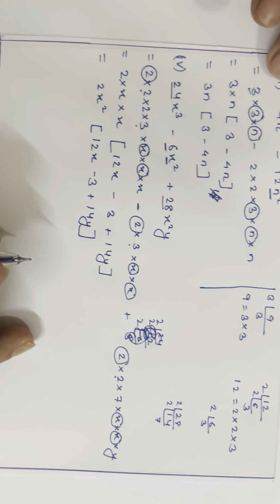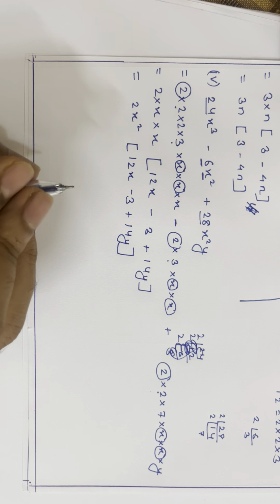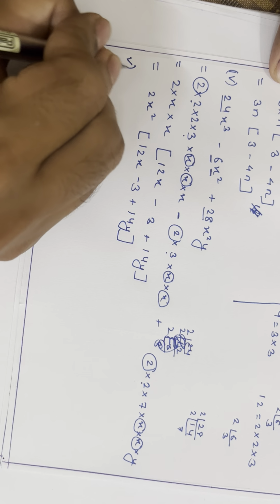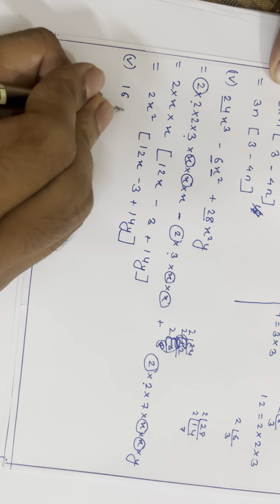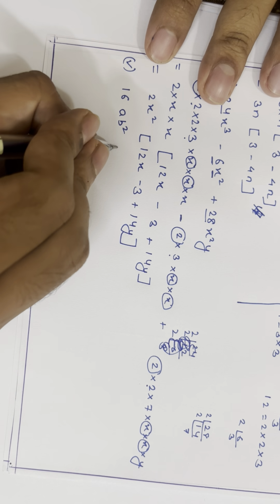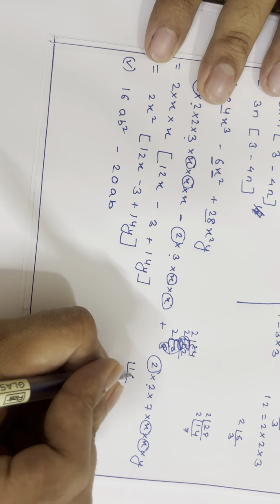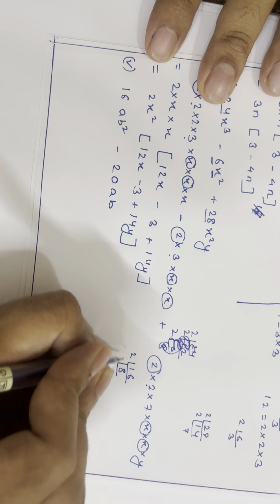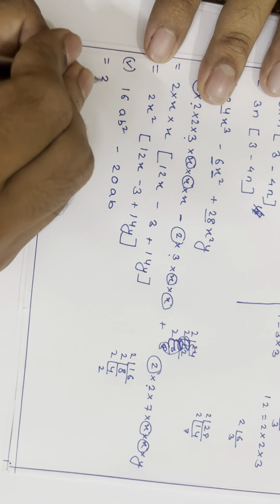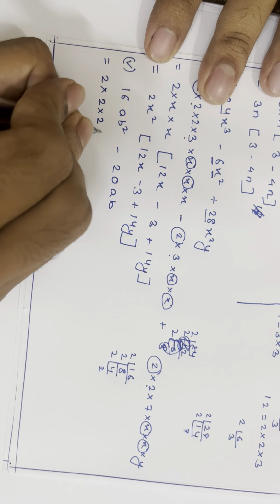Okay. Now let's do the fifth question also. In the fifth question we have 16ab square minus 20ab. Okay. Now first of all, prime factorize 16. 2 8 times 16, 2 4 times 8, 2 2 times 4. 16 I will write as 2 into 2 into 2 into 2.